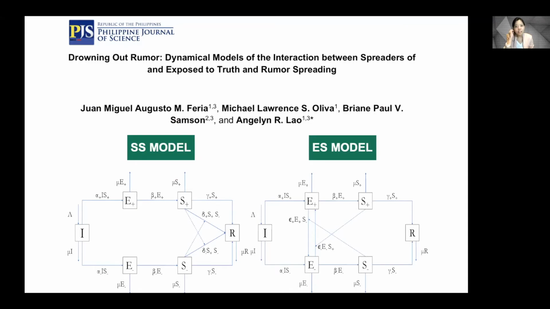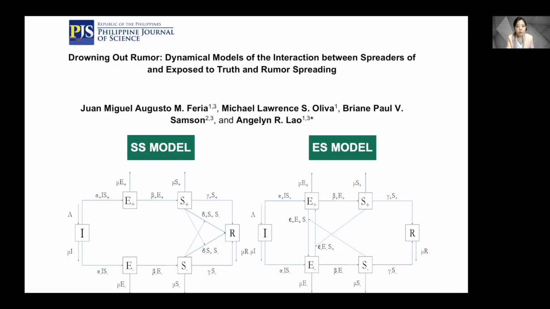In this work, we try to study the information spreading process on social networks. In past studies, most of the models investigated the spread of rumors without considering the influence of the simultaneous spread of the truth. So in this study, we consider both spreaders of truth, those on top, together with the spreaders of rumors, which is shown here below. And we want to investigate how their coexistence affects their spreading abilities.